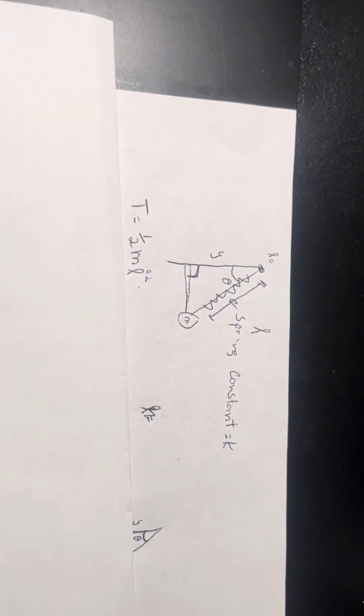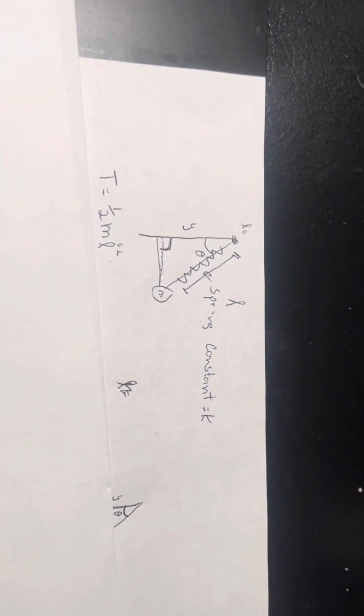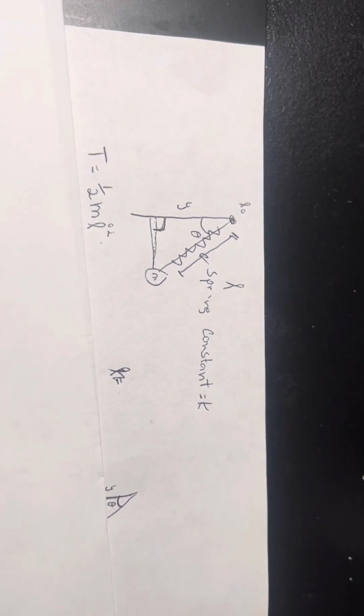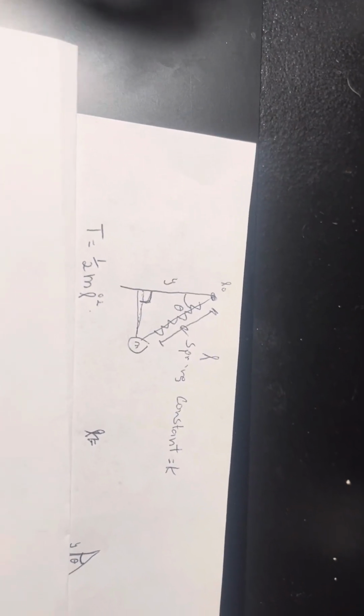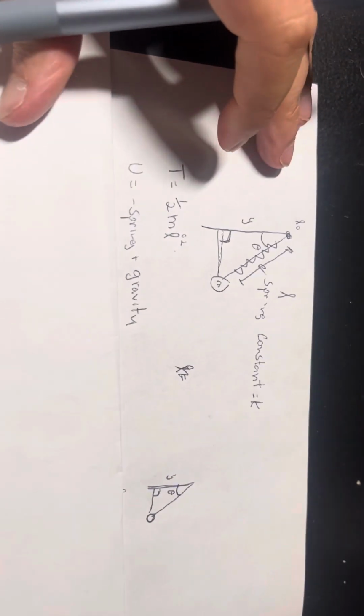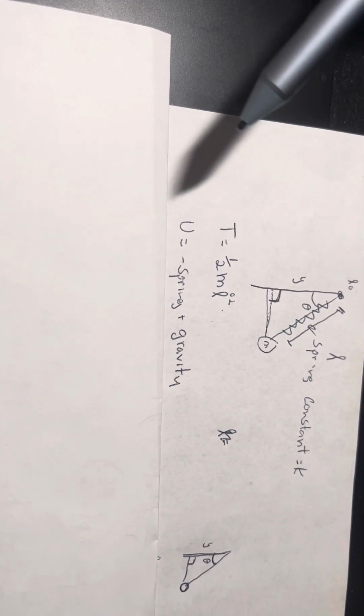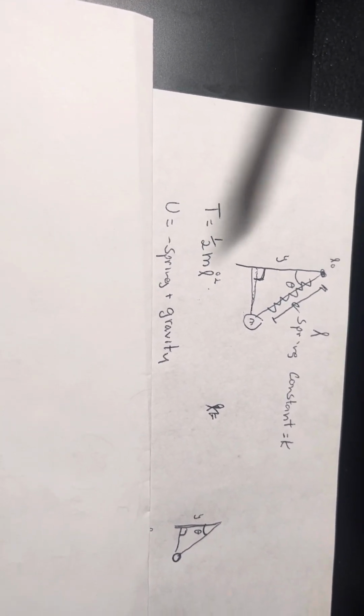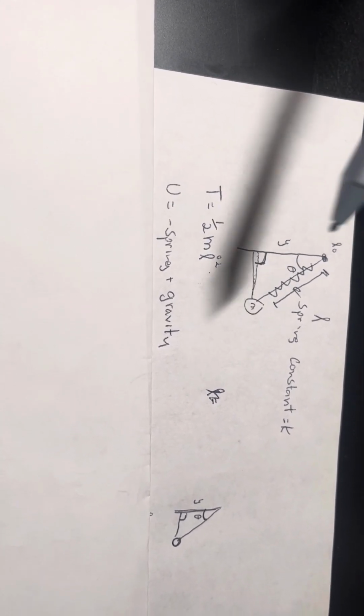To start off, I started by thinking about the kinetic energy and how it would be 1/2 m l dot squared. Then, because it is going to be moving around in part of a circle, I thought it'd be easier to use polar coordinates. For the potential energy, I thought of it as the potential energy from the spring plus the potential energy from gravity.